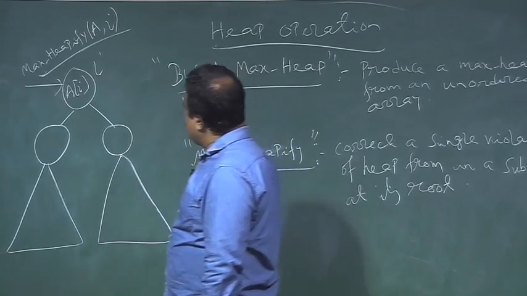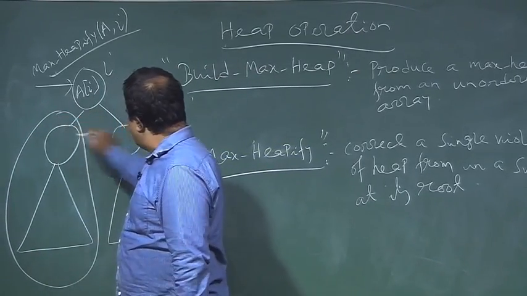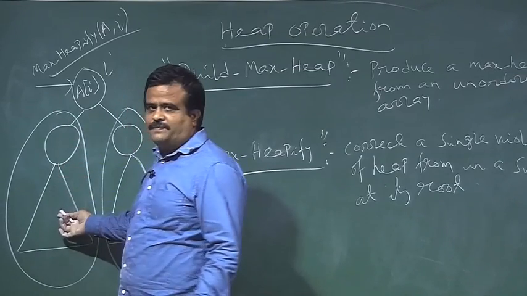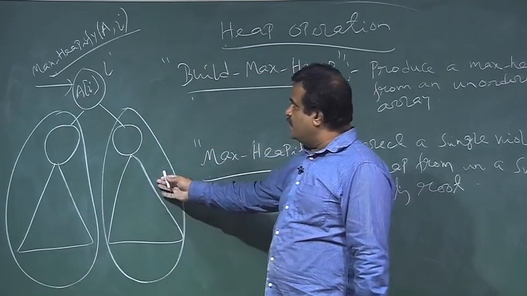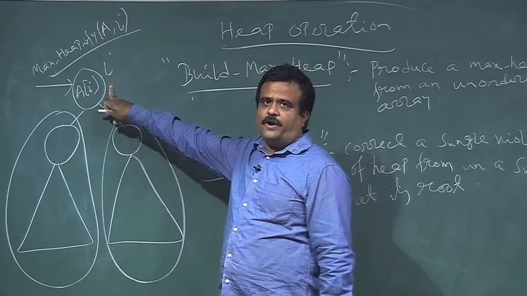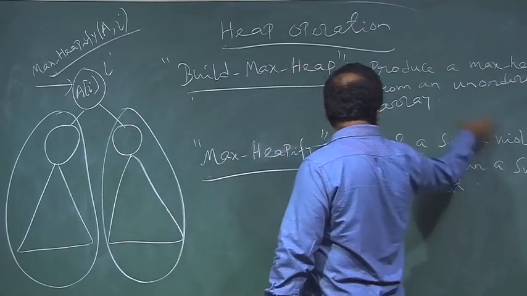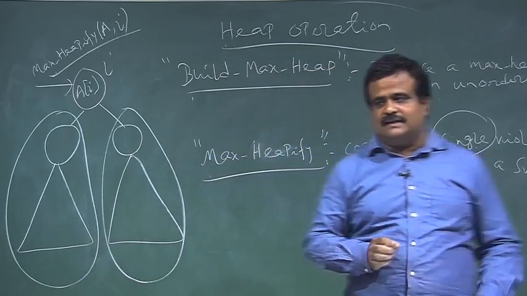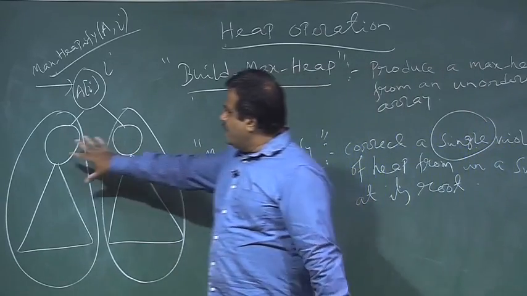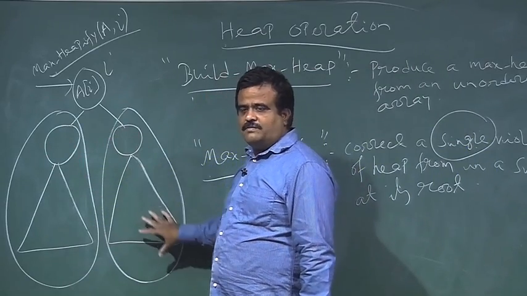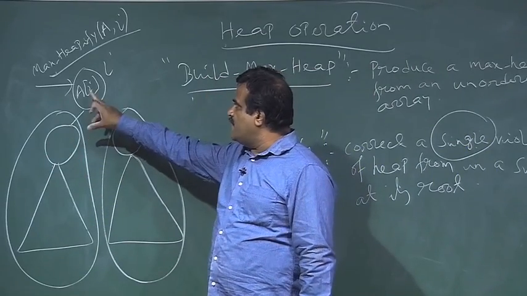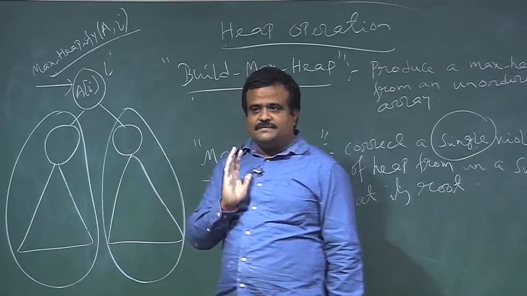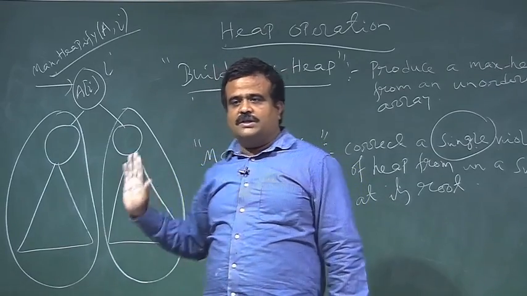For this max-heapify we assume everything is okay over here and everything is okay over here. So this subarray is already max-heapified and this subarray is also max-heapified, and only we may have a violation at this point. That is why it can only handle a single violation. Everything is fine over here, everything is fine over here, only we may have a problem at this point. Then only we can call max-heapify. This assumption is very much required to call max-heapify.